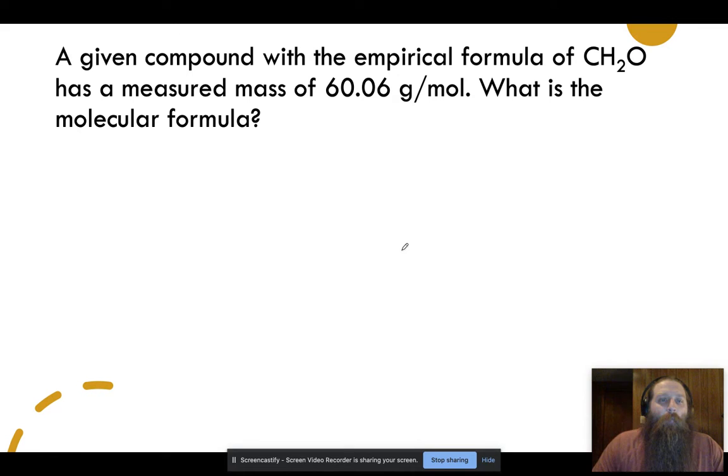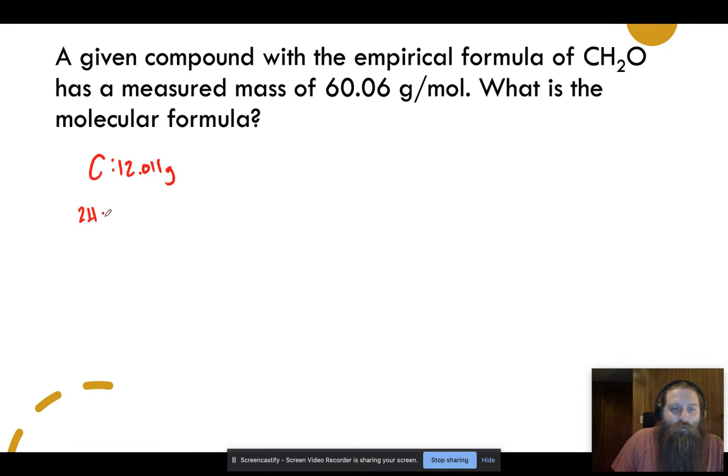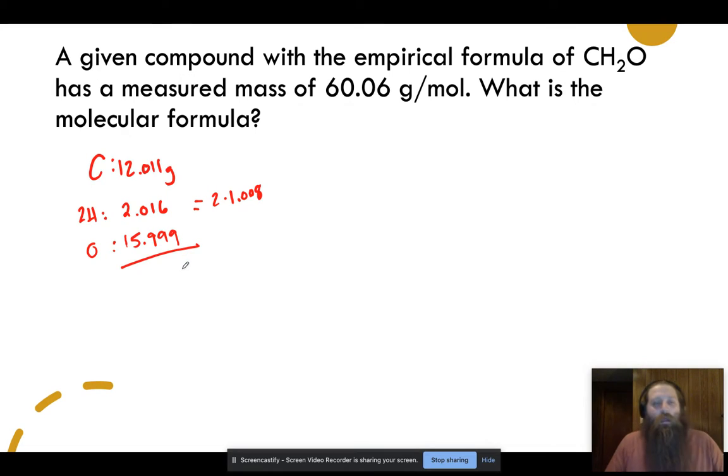So let's look at one of these. It says a given compound with the empirical formula of CH2O has a measured mass of 60.06 grams per mole. What's the molecular formula? Well, our first step is to mass the empirical. So we have carbon, which is 12.011 grams from our periodic table. We have two hydrogens, so that's 2.016, right? And in order to get that, we need 2 times 1.008. And we have oxygen, which is 15.999. So I'm going to add those things up.